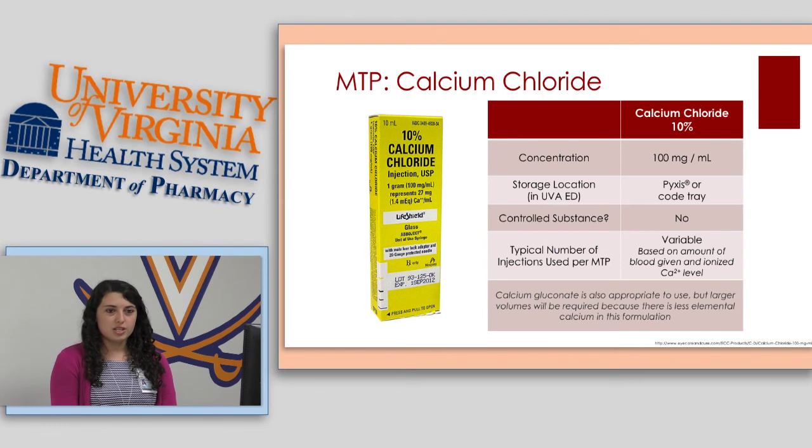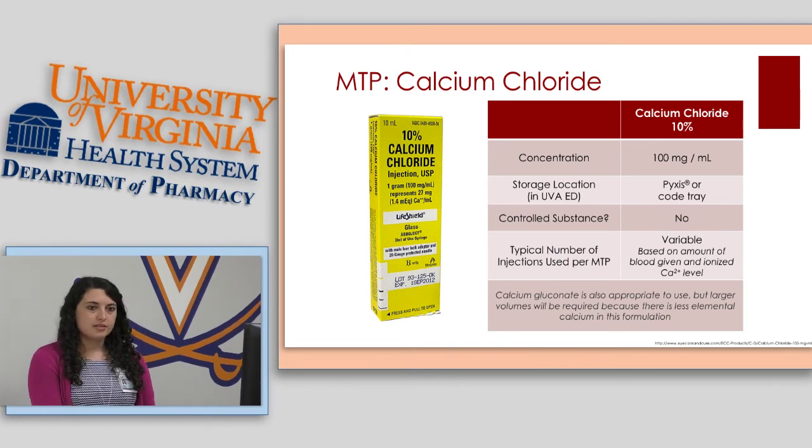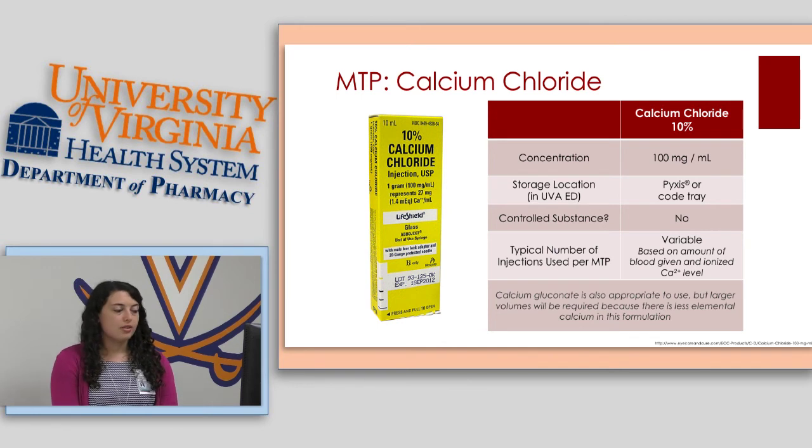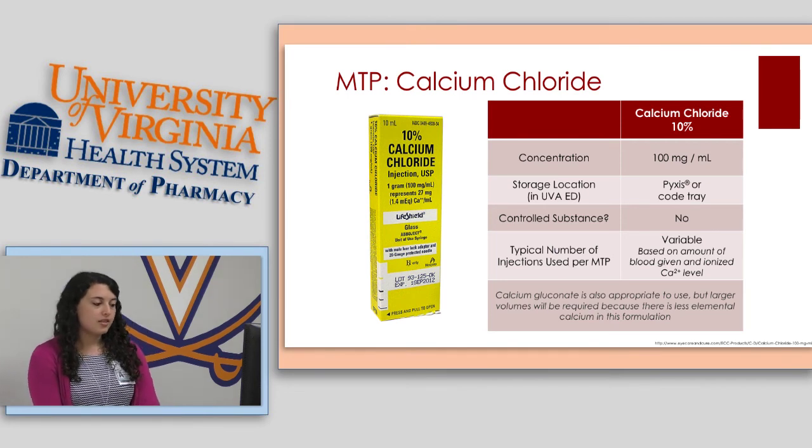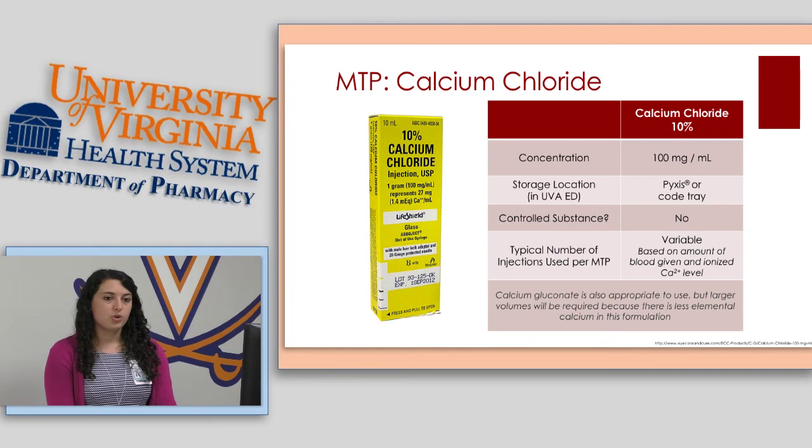And so the number used on each patient would be variable depending on how many units of blood they received, and then also what their current ionized calcium level is. And also something to keep in mind, if we ever did run out of calcium chloride or you couldn't find more, calcium gluconate is also appropriate to use. We just usually prefer calcium chloride because the amount of actual calcium contained in the same volume of the two, there's more calcium in calcium chloride, and so you would require a much larger volume of calcium gluconate to be administered to give the same amount.